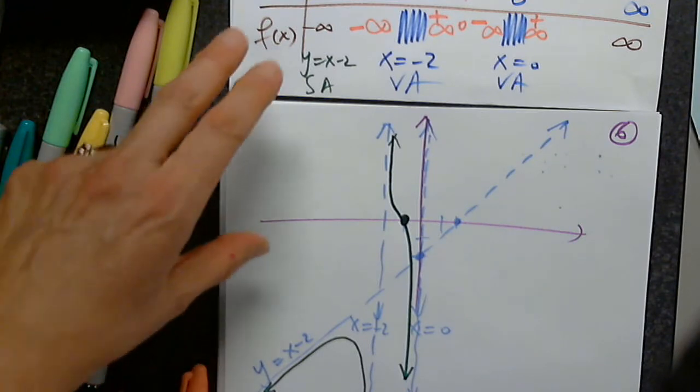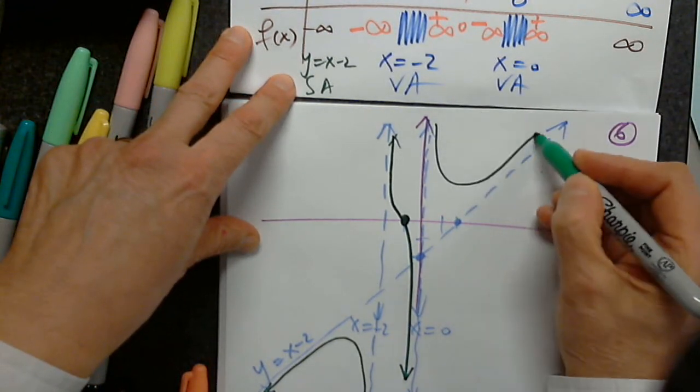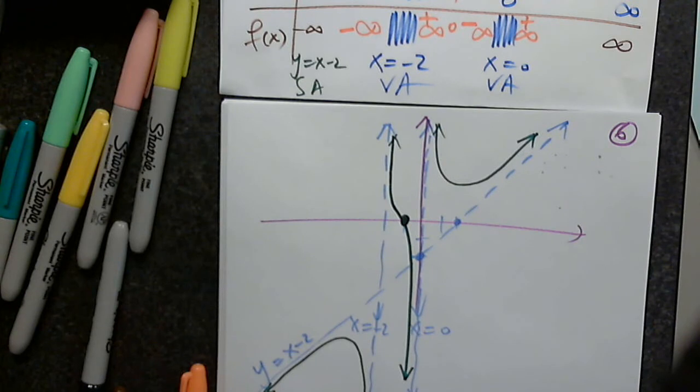The other side is clear too. Here it is. It has to approach the vertical asymptote, and it has to approach the slant asymptote. I have to determine this point, and I have to determine this point. Let's see.